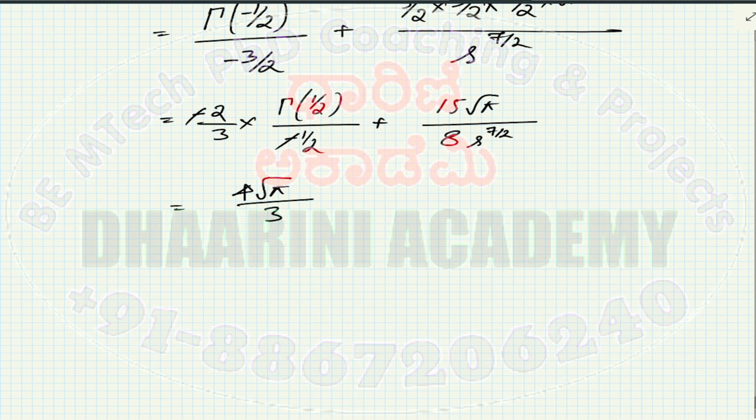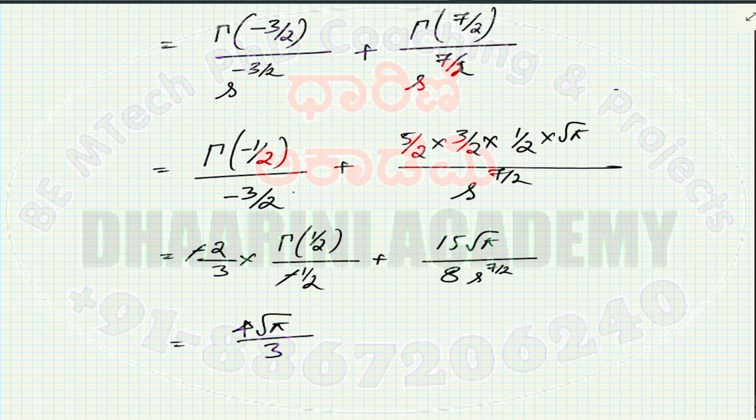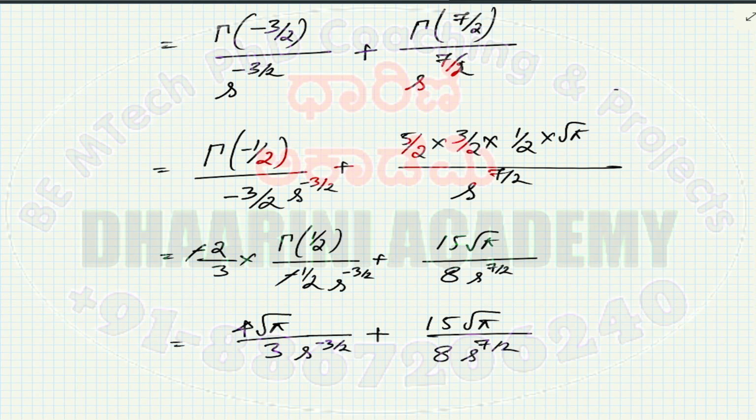Okay, just a second. I think I made another mistake here. There was an s to the power we are missing. So this is s to the minus 3 by 2. This should be present all over. So s to the power minus 3 by 2. So 3 times s to the power minus 3 by 2, this is the first term. Okay, plus 15 root pi divided by 8 into s to the power 7 by 2. Here also it looks like root pi is common. We can take that root pi outside and we can try to simplify this further.